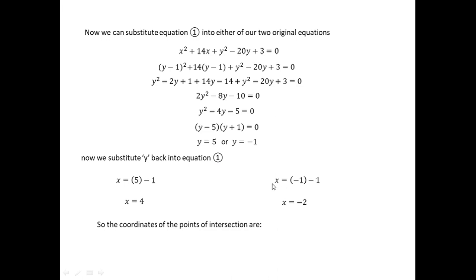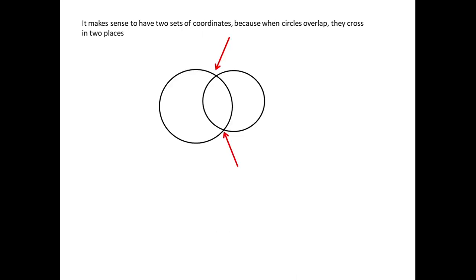So the coordinates of the point of intersection are as follows. 2 sets of coordinates because they're 2 places where the circles overlap. Well, there's the red box of glory. Now, it makes sense to have 2 sets of coordinates because when circles overlap, they cross in 2 places. There's an example. See, it crosses there and there, 2 places.